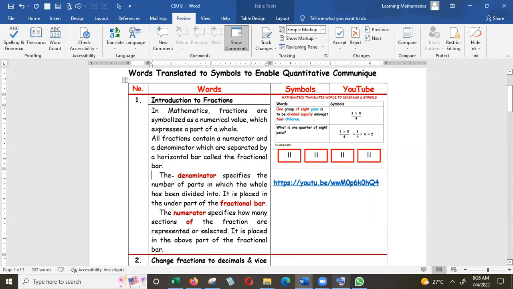The denominator specifies the number of parts into which the whole has been divided. It is placed in the under part of the fractional bar, whereas the numerator specifies how many sections of the fraction are represented or selected. It is placed in the part above the fractional bar.